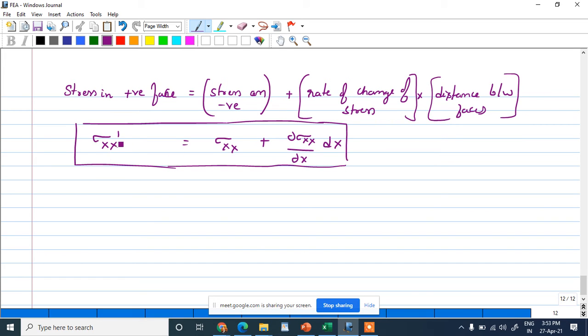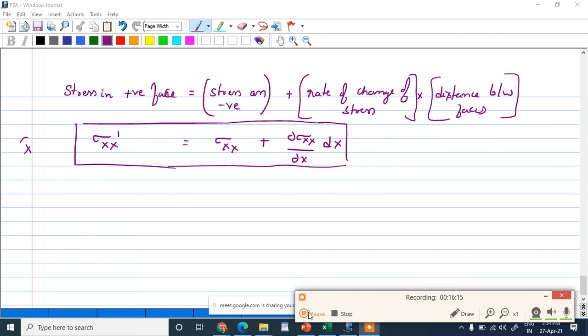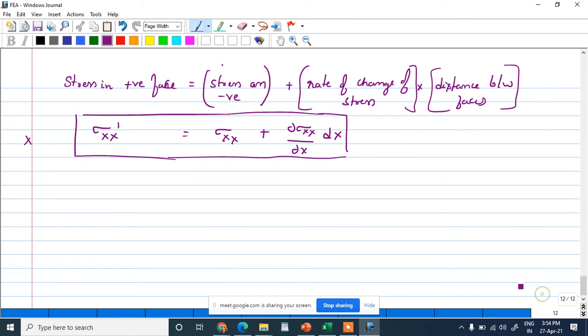This will be the formula for identifying stress on the positive face. Is it only this? No, we also have others on the x face itself. Just a minute. Yeah, I hope it is clear how to identify the stress in the positive direction.